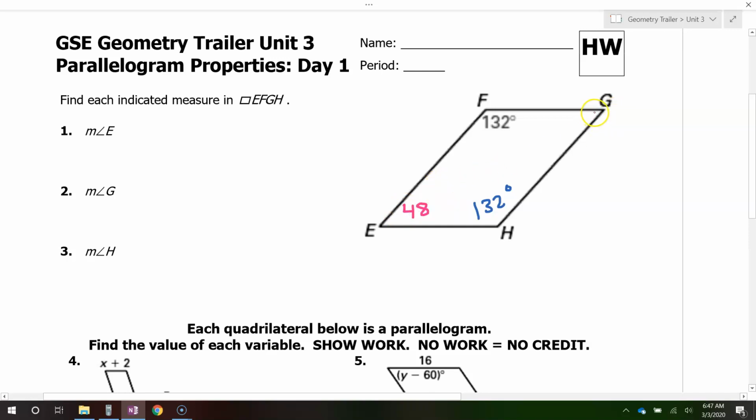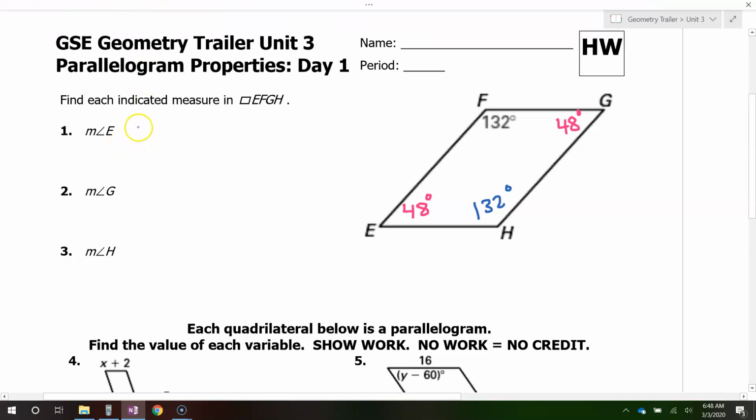Now, angle G is opposite angle E, and we already talked about the fact that opposite angles are congruent. So this will also be 48 degrees. It's worth mentioning that angle F and G are consecutive angles, so they should be supplementary, which makes sense because 132 is supplementary with 48. So it works both ways. So in this way, if we have one angle given, we should be able to find all four angles easily.